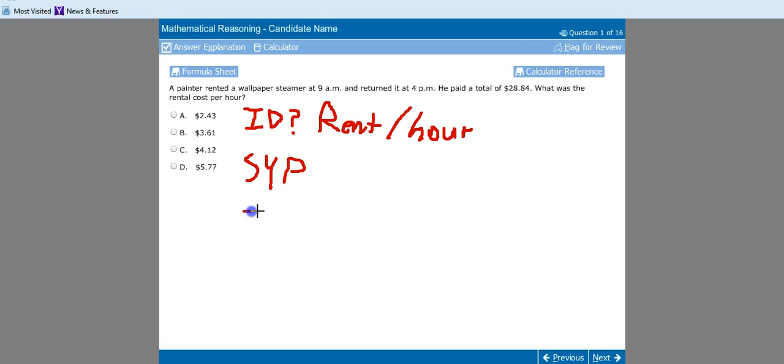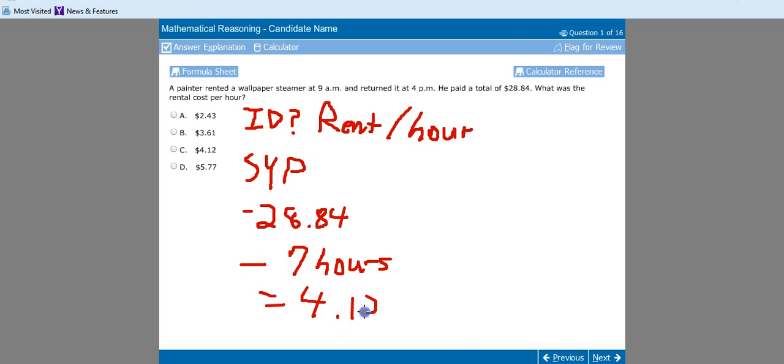So one thing we know is that he paid $28.84. The other thing we know is the amount of hours he used it. So 9 a.m. to noon is 3 hours. Noon to 4 is 4 hours. So 3 plus 4 is 7. So 7 hours. This is a pretty basic problem now because we know that he paid $28.84 and we know he used it for 7 hours. So we would just simply divide $28.84 by 7 hours and that will give us $4.12 per hour, which also gives us our answer, which is here C, of how much was the rental cost per hour.